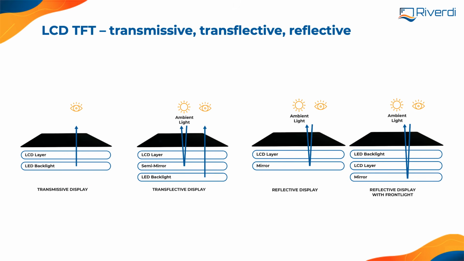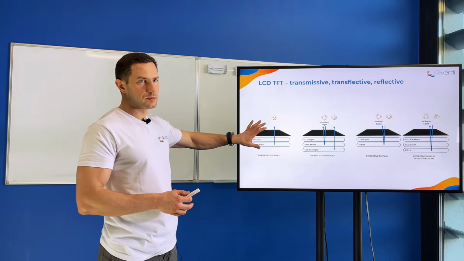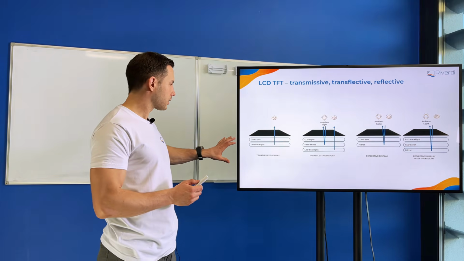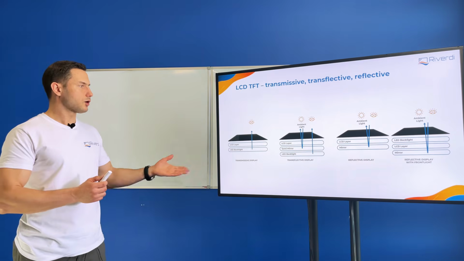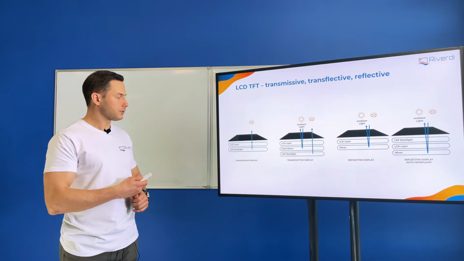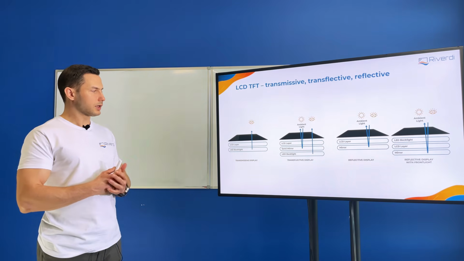Okay, so now we will jump into the backlight types. What we see here are 4 different types of backlight possible. The most common, I would say 95% or maybe 99% of the TFT displays on the market, are just transmissive displays. So we need the backlight from the back, then we have the LCD TFT layer, and we have a screen surface and the viewer.